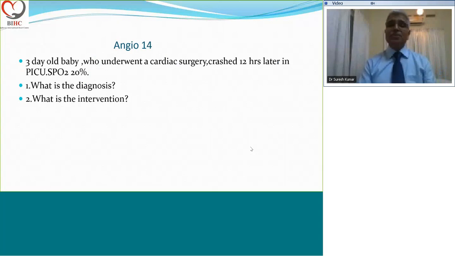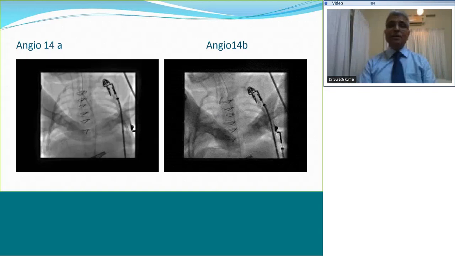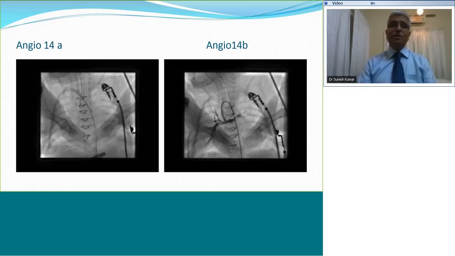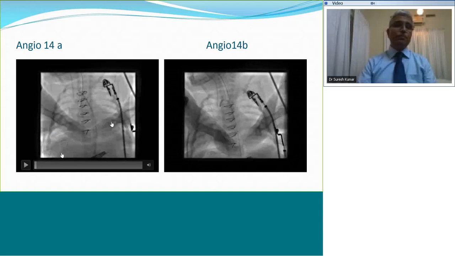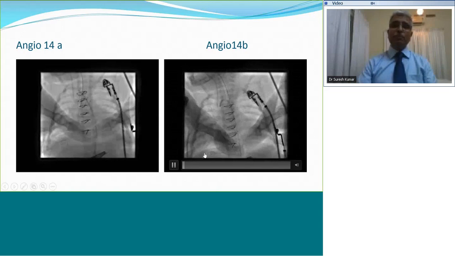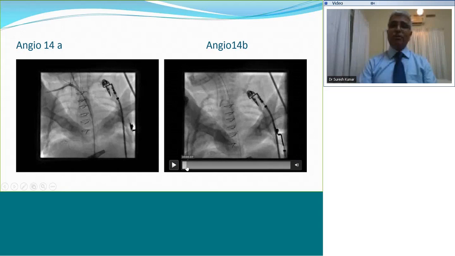This 3-day-old baby underwent a cardiac surgery at 3 days, crashed 12 hours later with a saturation of 20%. I am showing you an intervention. Tell me what your diagnosis is and what the intervention is. Obviously, we are under stress while performing this. Look at 14A and then look at 14B. Seeing both will give you the diagnosis faster.